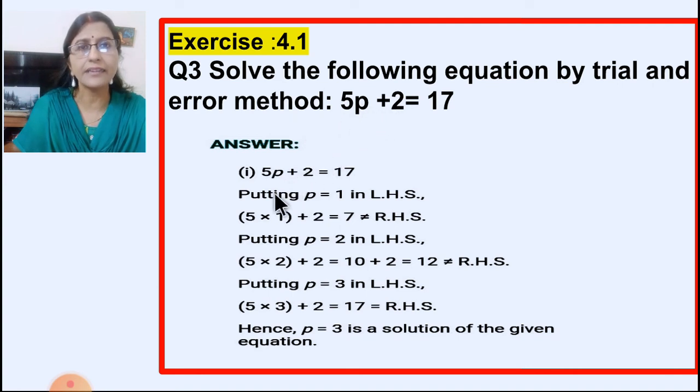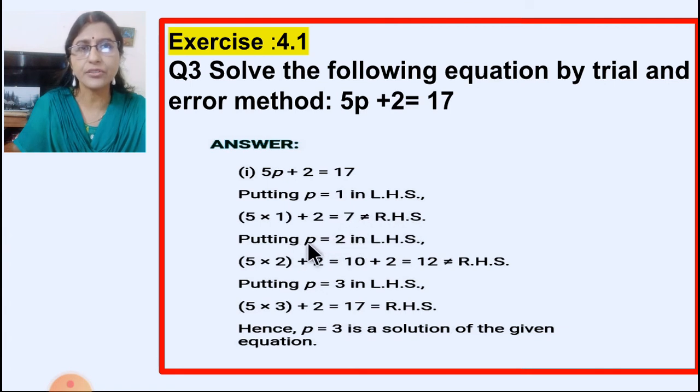So for that we can assign any value to this variable. Let us start by putting p equal to 1. See here, the equation is written 5p plus 2 is equal to 70. Now first we are going to put the value of p as 1 in LHS. So we will get 5 into 1 plus 2. 5 ones are 5 plus 2, 7. So is it equal to RHS? It is not equal to RHS.